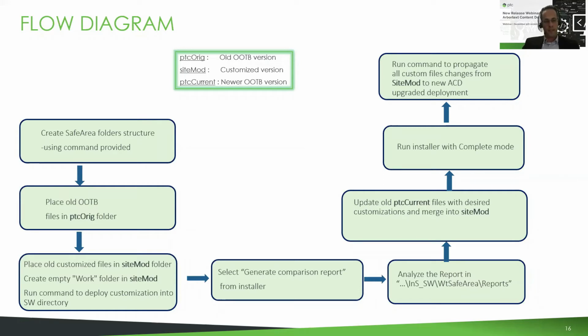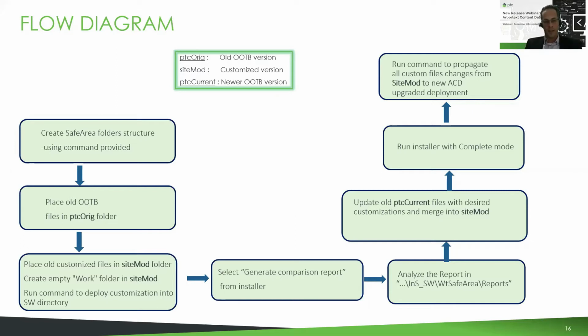Once the preparation steps are done, you need to open the installer in an upgrade mode, and then there will be an option that allows you to generate a comparison report. Once that's complete, you will get that report spreadsheet under that WT area directory. And once you are done with all your analysis and deciding which customizations you want to carry forward and update, you need to update the old PTC current files, basically the new version that you are going to upgrade to, with the desired customization.